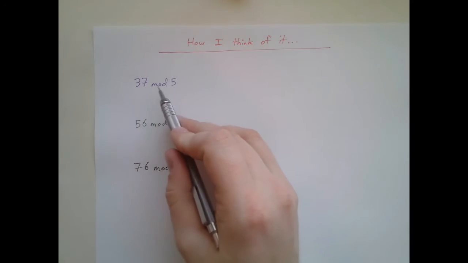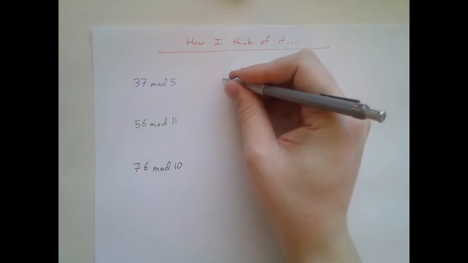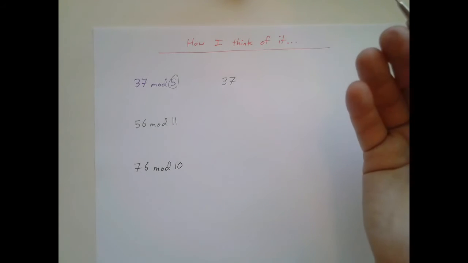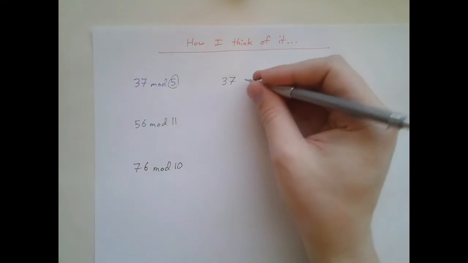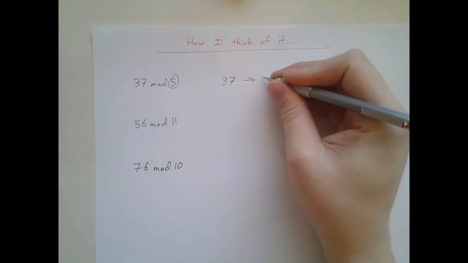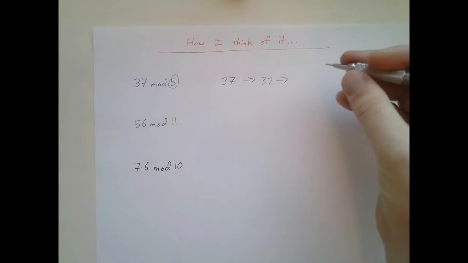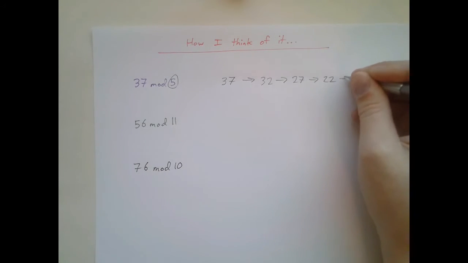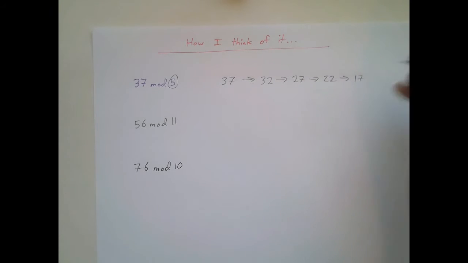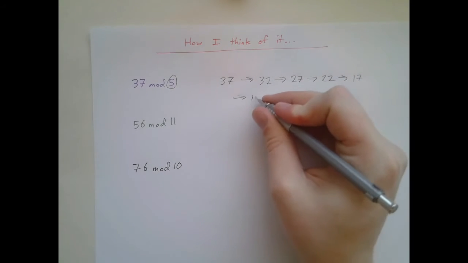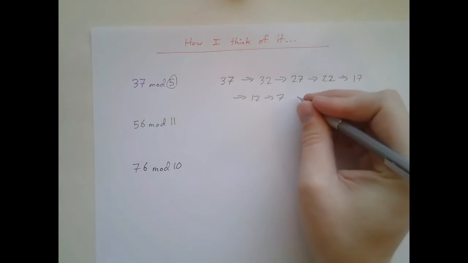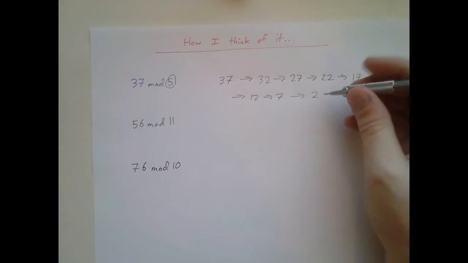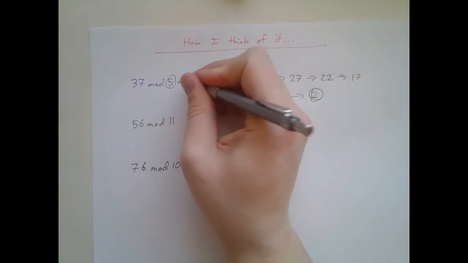Let's say you're doing 37 mod 5. What I normally think of is you keep subtracting 5 until there aren't 5 more to subtract. So 37 minus 5 is 32. Subtract 5 again, you get 27, 22, 17, and then subtract 5 again, you get 12, subtract 5 again, you get 7, subtract 5 again, you get 2, and if you subtract 5 one more time, you get into the negative numbers, so you stop at 2. So this equals 2.